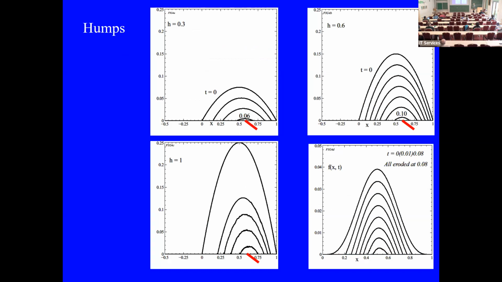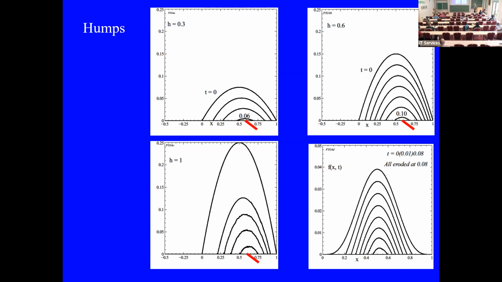Okay, these are results for humps. First of all, we looked at a parabolic shape. H is 0.3, so it's a relatively low hump, and it erodes, and you get to vanishing of the ice at a time of about 0.06. H is 0.6, it's a similar process, but the erosion is at a time of about 0.11. And then the highest nonlinear case we looked at for steps is H equals 1, and the process is slower. I'm afraid I forgot to put the times on, but it's a slower process. The red lines here, or the ends of the red lines, indicate a little bit of an analysis we can do that predicts where the vanishing point is.